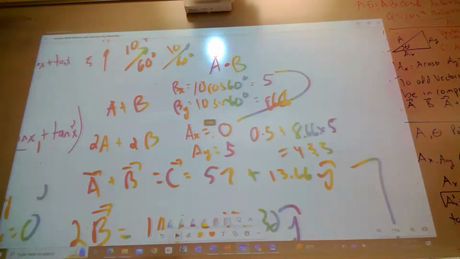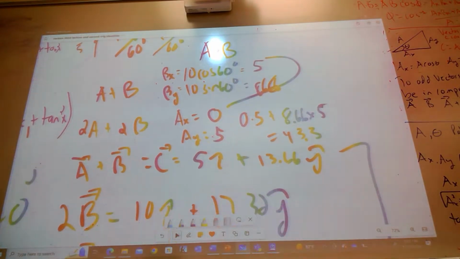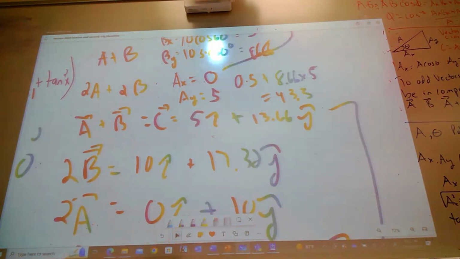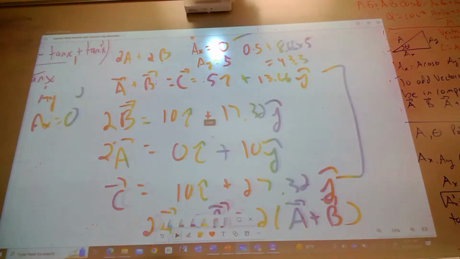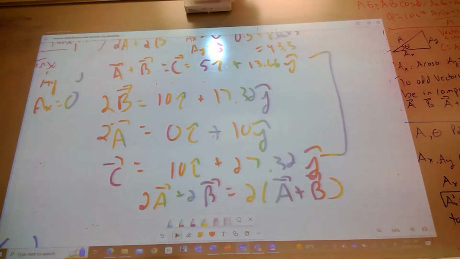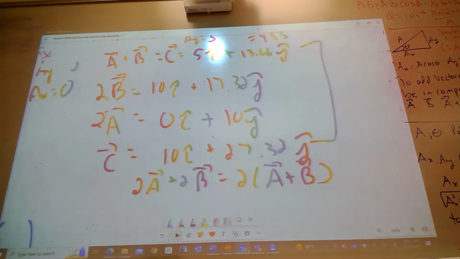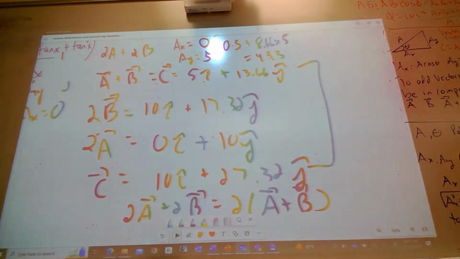We started out with 2 vectors. In order to add them, we had to break them up into x and y. So we got a plus b. And then we had 2a plus 2b, where you can double your a and double your b and add them together, or you can pull that 2 out and just double your c. Okay? Are there any questions? All right, so that summarizes the whole getting your components, adding them together.